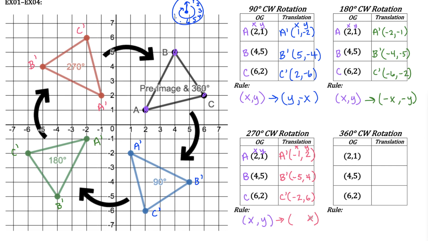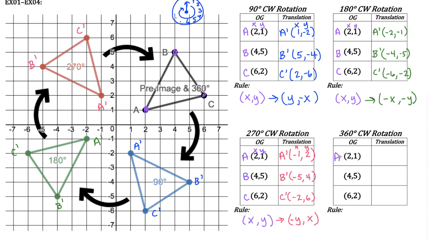I'm just going to redo the whole thing. And so 2, 4, and 6 moved over here, and 1, 5, and 2 moved over there and became opposite. So those are the Y's, and it's opposite.